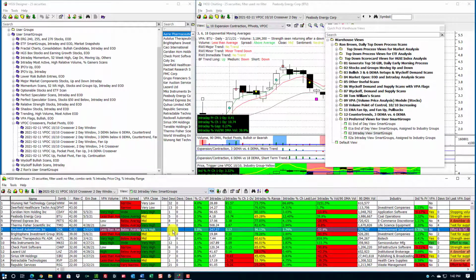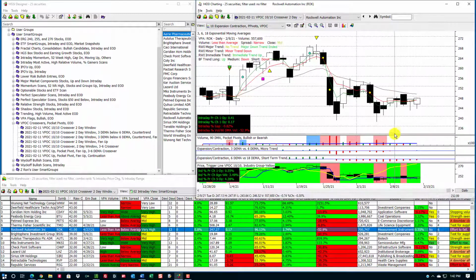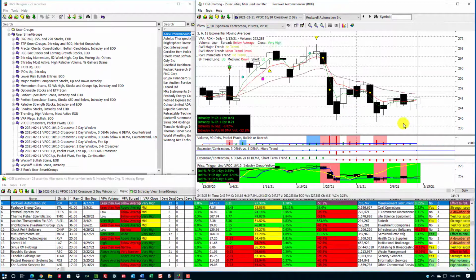Let's see if I can find Rockwell Automation. You can see that this turned negative 13 days ago, but the VPOC is appearing today. So where is the 13 days ago? Would be clear back here. I can tell that by looking at the histogram, and it's remained red until the VPOC turned positive today. This is an expensive stock. This is what's happening intraday.